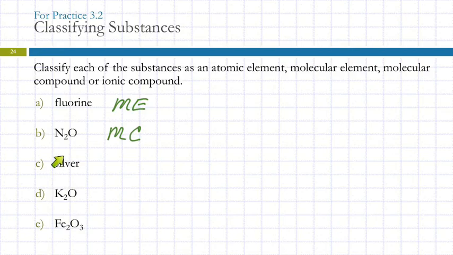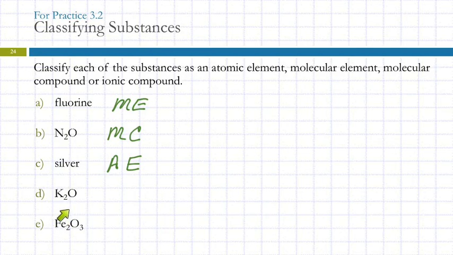Silver. Element or compound? Element. So hopefully you recognize that as an element name. Another clue is most compound names have 2 words. Not all of them, but the vast majority of them have two parts to their name. So if you see a single name like fluorine or silver, there's a good chance that it's an element. Is this one atomic or molecular? It's atomic. It's not one of the 7. So this is an atomic element.